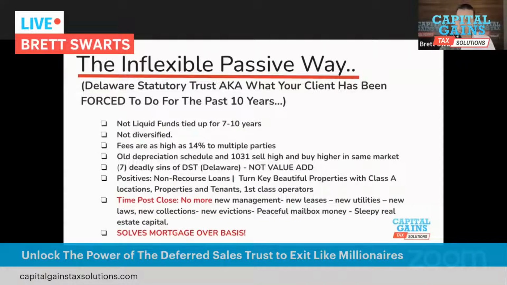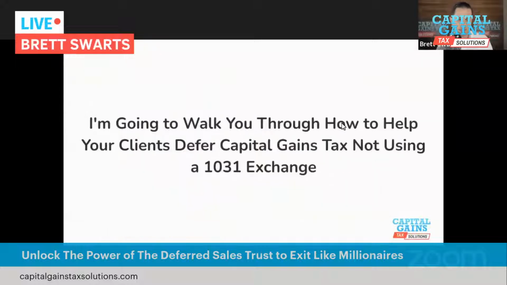And it can also solve mortgage over basis. And so there's some deals that we'll do a partial Delaware if they have a mortgage over basis. In fact, the $70 million deal Chad and I are working on right now for his client, he has a mortgage over basis. And so we're going to do a partial Delaware to solve that. Then the rest of it can go into the Deferred Sales Trust. Make sure you're working with our qualified intermediary, strategic partner, so you don't get caught not having that option.